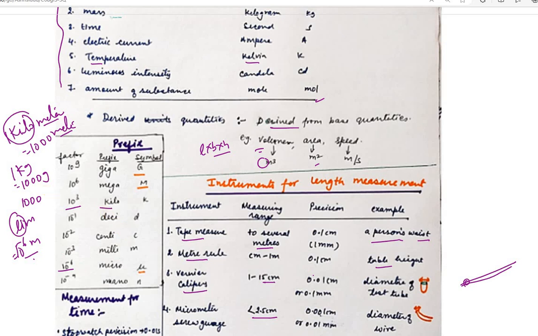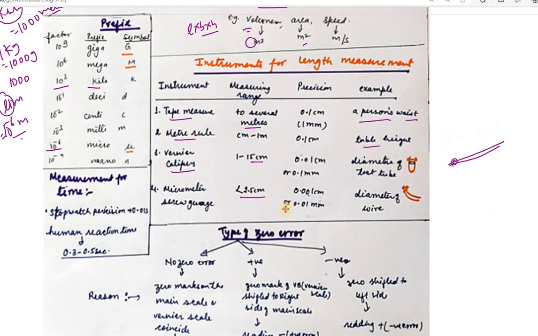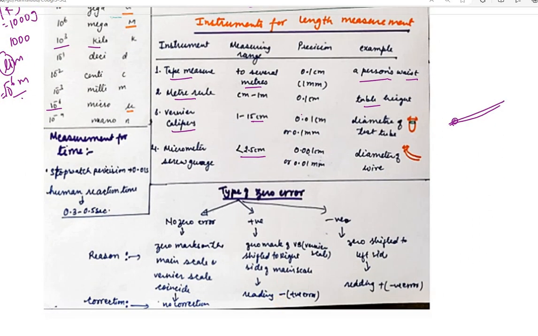Now, coming to the very important part, vernier calipers. As you know, there are two scales. They are based on how the coincidence happens. What are the different errors? There are three kinds of error. No zero error means the zero mark on the main scale coincides with the vernier scale. So here no correction is required.